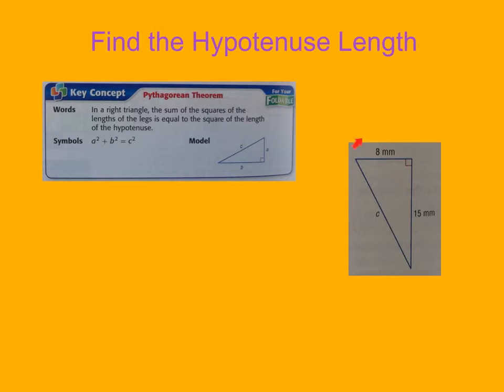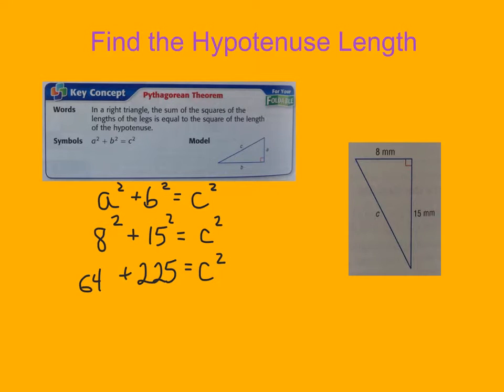So here I have a right triangle, and here's one of my legs, here's my other leg, here's my hypotenuse. So we know that a squared, one of the legs, plus b squared, the other leg, is going to equal c squared. So here's my Pythagorean theorem, a squared plus b squared equals c squared, and now I plug in my numbers. So a squared is 8 squared, plus b squared, the other leg, is 15 squared, is going to equal the hypotenuse squared. So I continue solving here, and I know that 8 squared is 64, 15 squared is 225, that's going to equal c squared.